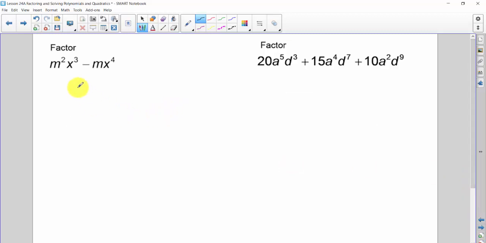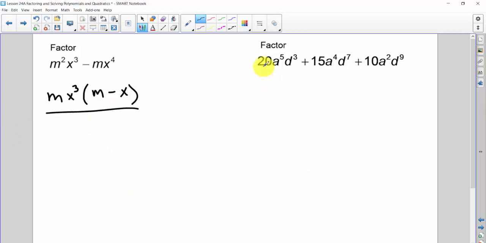Let's do a couple more. I see I have an m in common. That's the highest power that's in common in both. And in this next one, I have an x cubed in common in both. And now I need to find out what multiplied by mx cubed is equal to m squared x cubed. And that's just an m. In the second term, I notice I need an x to complete it. And now I'm all factored out.